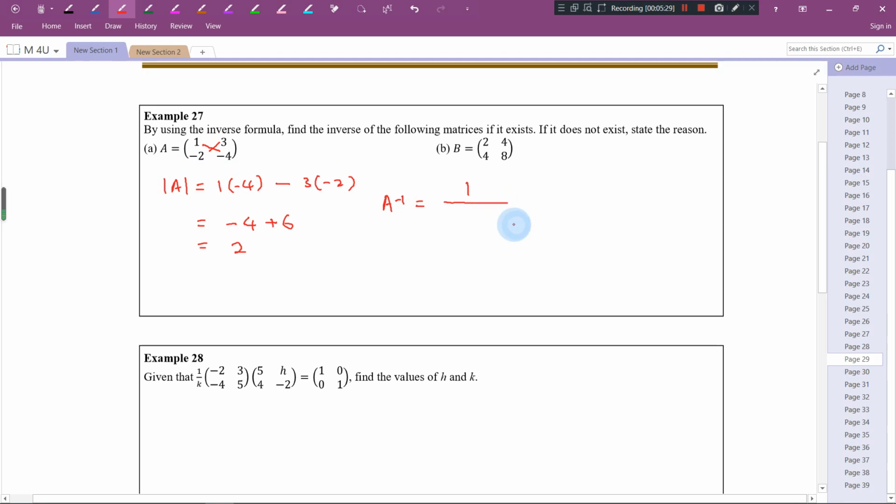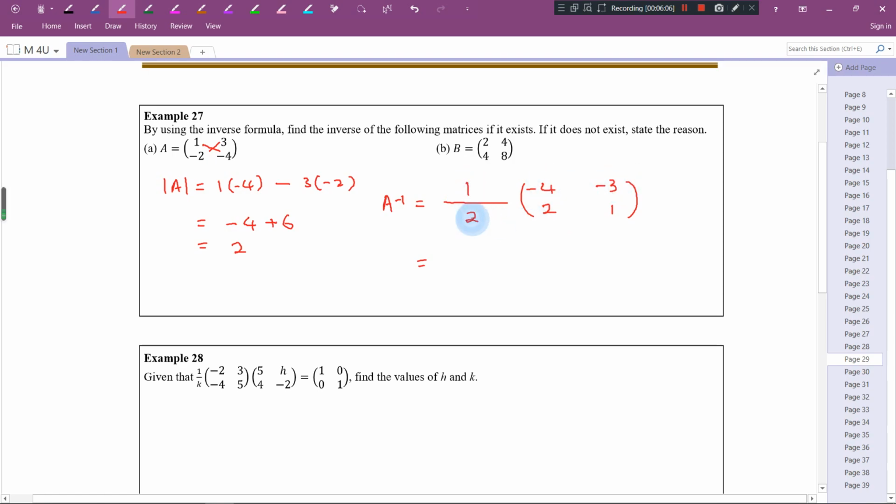1 over the determinant of matrix A, which is equal to 2. And these two, we change their position, interchange their position. Negative 4 goes up here, 1 goes down. And these two elements, we change their sign. This positive changes to negative. Negative changes to positive.